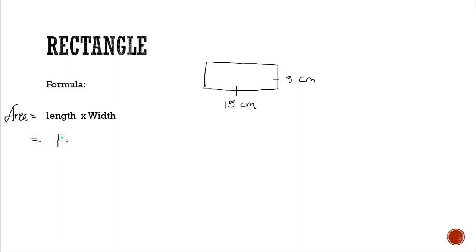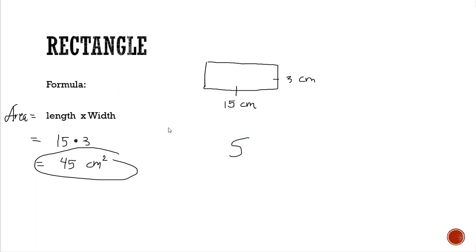Very simple. We just multiply them. So that would be 15 times 3, which gives us the answer of 45. And you shouldn't end that way. You should also remember that you have the units, cm, and never forget the 2. Therefore, that's the area of our figure.